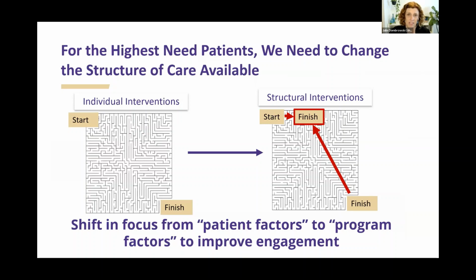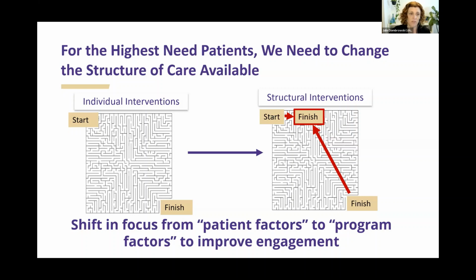But for the highest need patients, we really need to change the structure of care available. So how I think of low barrier care and a structural intervention is represented on this slide. For individual interventions, which do help people, the goal is largely around helping them get through the maze of the US healthcare system, of the social services system, doing everything we can to support them within the system that we have. A structural intervention like low barrier care is really instead changing the finish line to make it much easier for people with complex lives to engage in care and to get on treatment and to stay virally suppressed.